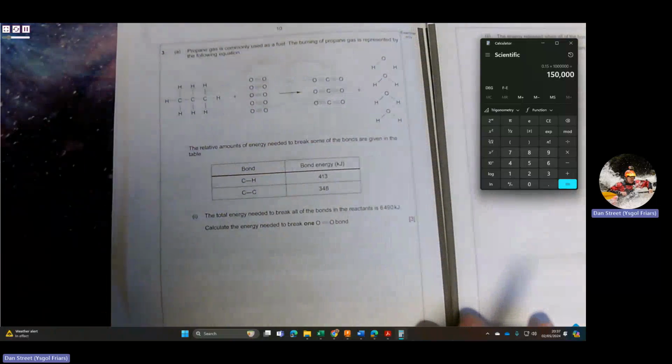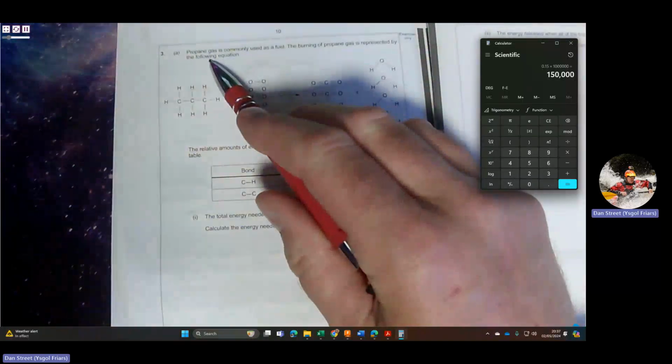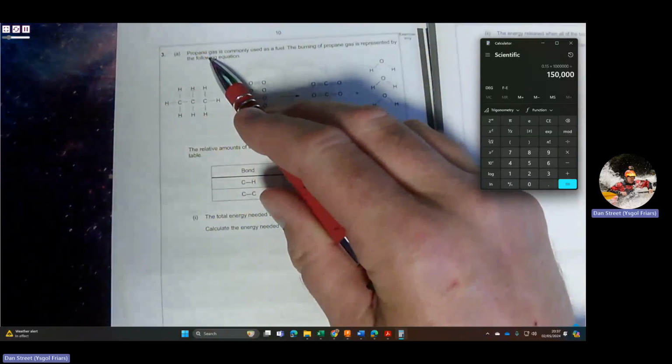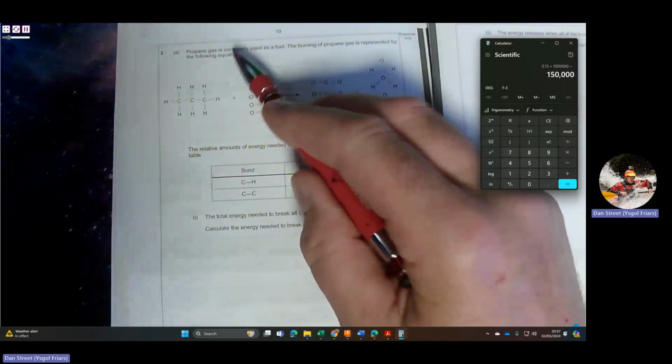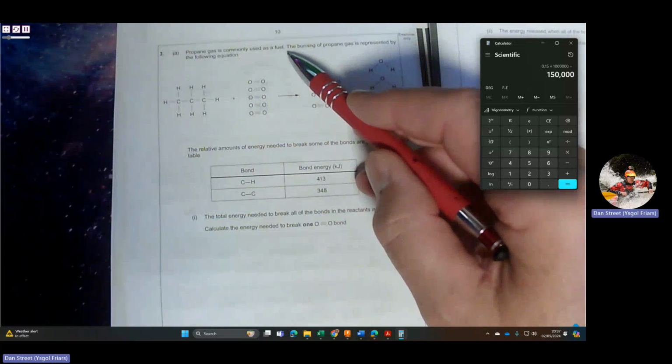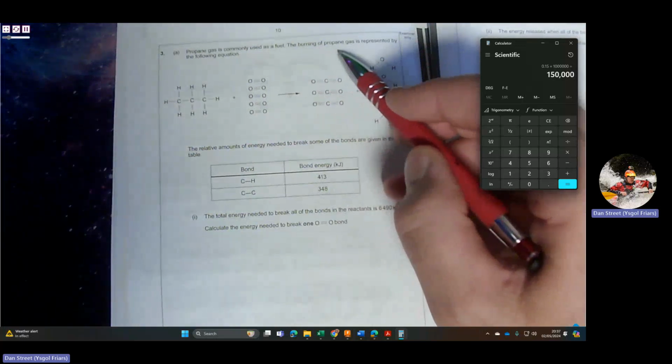Okay, this next question. Bond energies. Looks rather daunting, but hopefully we can break it down. Propane gas, which we met earlier in the paper, is commonly used as a fuel. It's the fuel used in red gas cylinders you might find on a caravan park. The burning of propane gas is represented by the following equation.